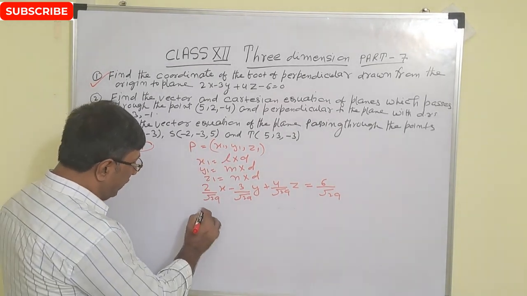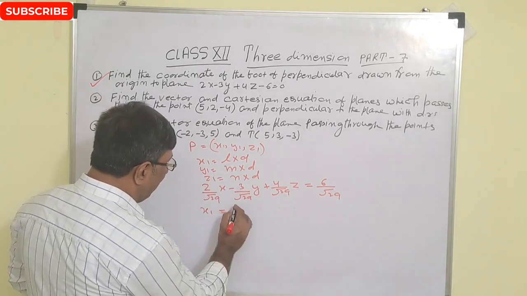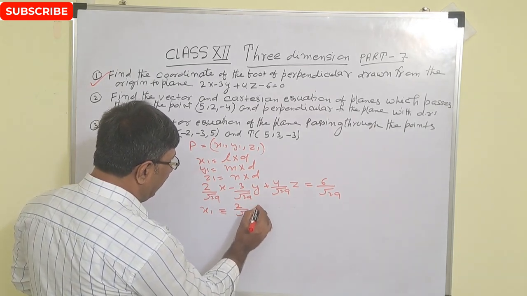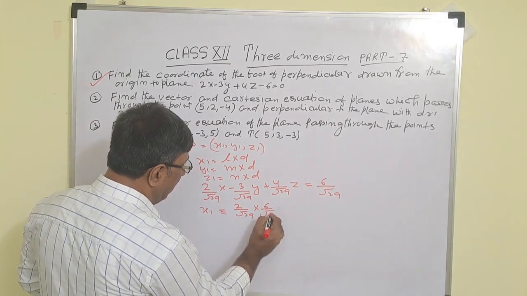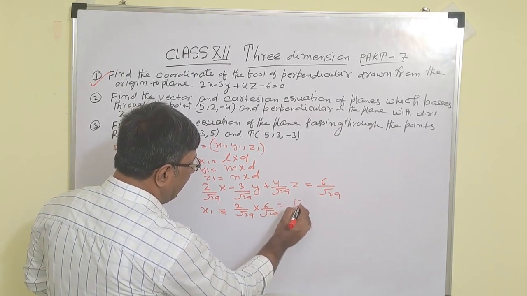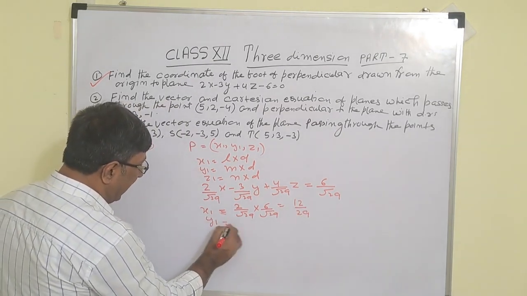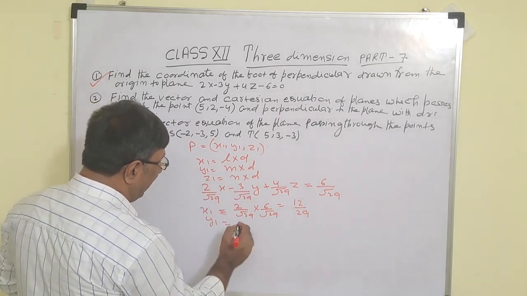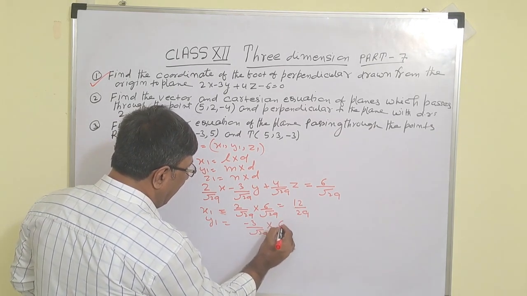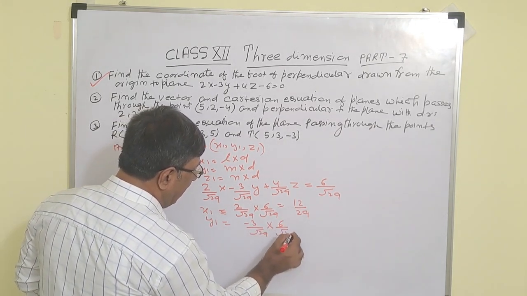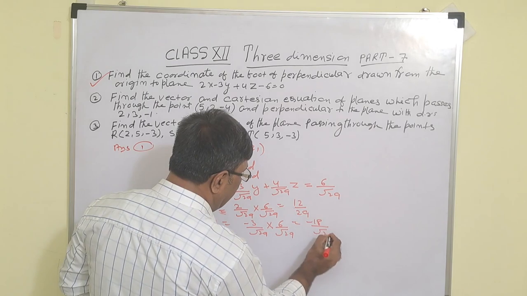So x1 equal to L into D. L is 2 upon root 29, and D is 6 upon root 29. So our answer is 12 upon 29. In the same way, y1 equal to M into D. M is minus 3 upon root 29, and multiplying by D, that is 6 upon root 29, we get minus 18 upon 29.